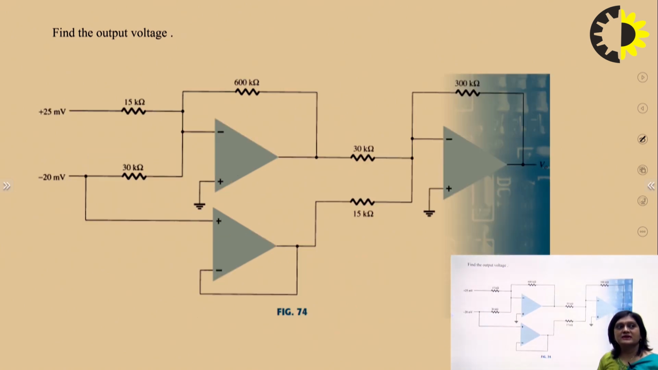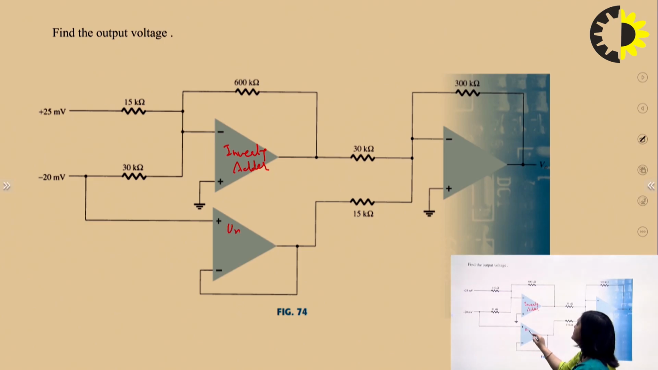Now in this circuit, we can see the plus terminal is grounded and the minus terminal is there. Two resistors are connected to the negative terminal with supplies of plus 25 and minus 20. So this circuit is for the inverting adder. This circuit is for the unity gain follower. And in this circuit we can see plus is grounded and at the minus terminal two resistors are there. So this is the inverting adder.